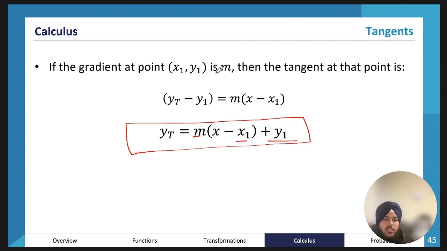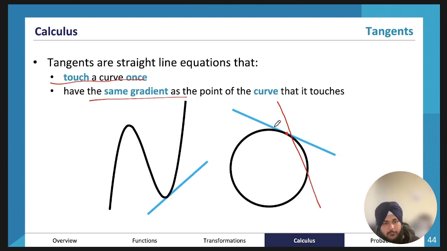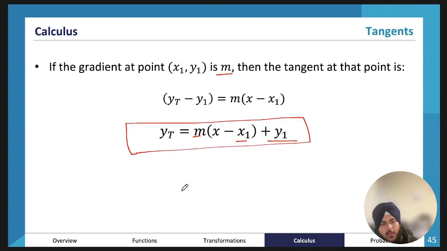Once we've determined what the gradient is going to be at that tangent point, we can easily go ahead and determine the equation of the tangent, the equation of the actual line that is going to intersect the graph at one point. What you need to know is that it's not only going to show the coordinates at this point, it's also going to show the gradient. So that's going to be the same.